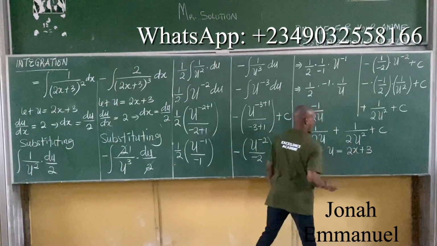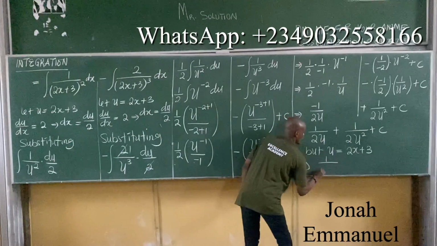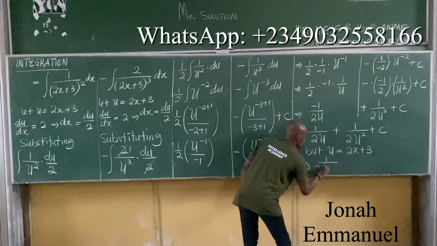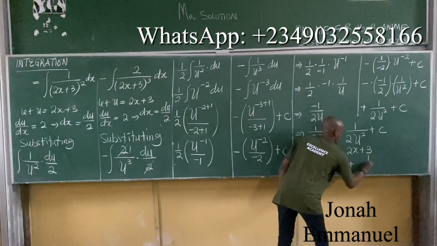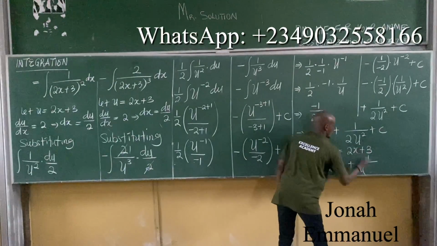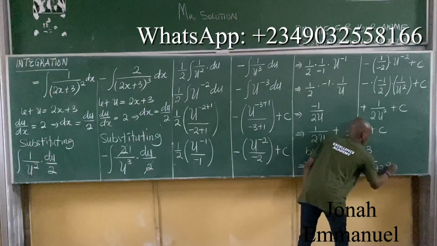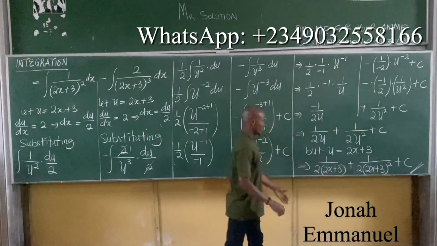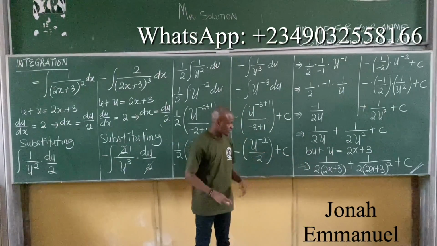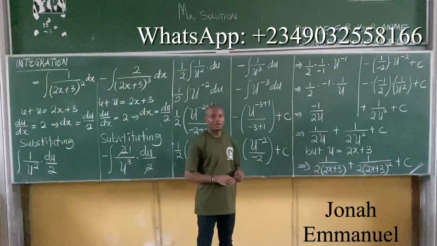Hence, I have that my final answer is minus 1 all over 2 into (2x plus 3), plus 1 all over 2 into (2x plus 3) squared, then plus c. So this now becomes the result, or the answer, to that question. So this is how you answer that particular question.